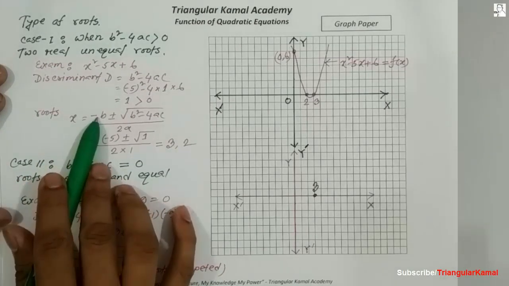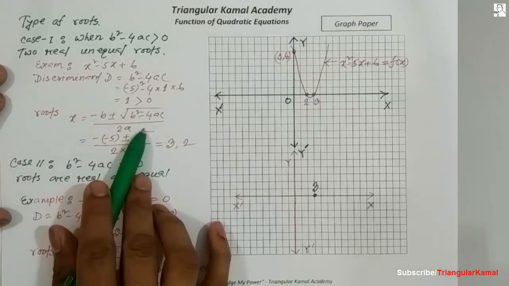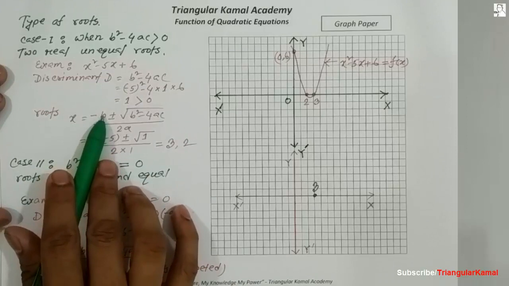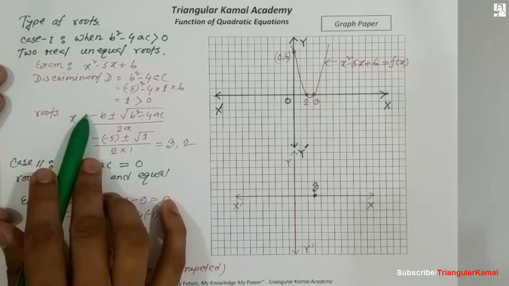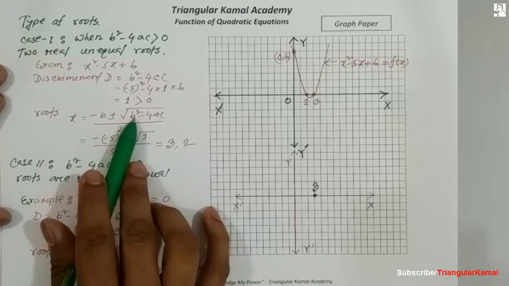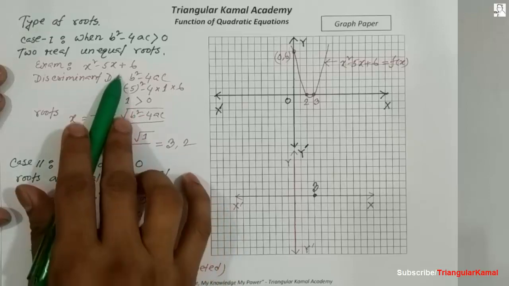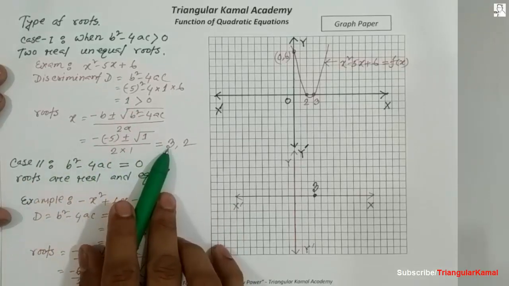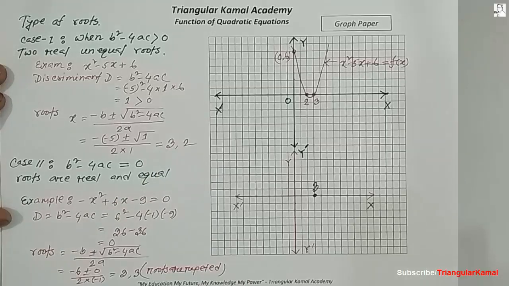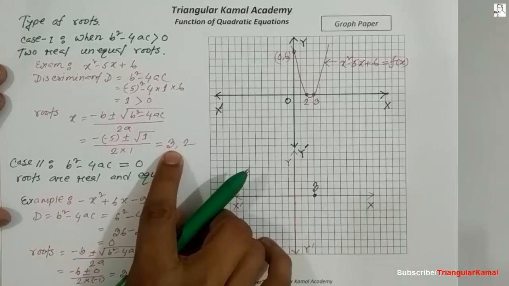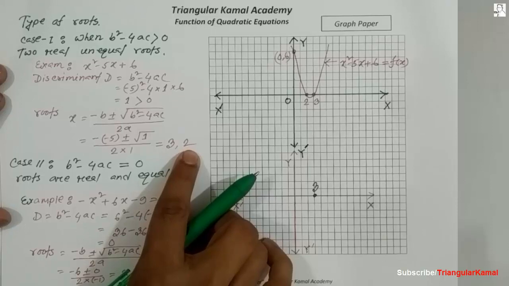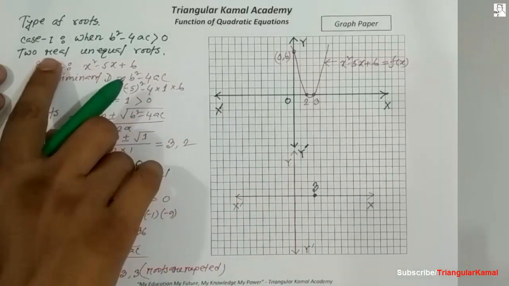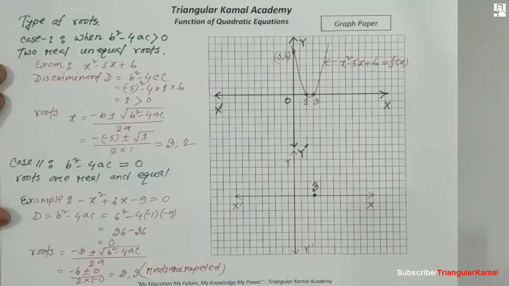The roots are x equals minus b plus minus root over b square minus 4ac divided by twice a. Here b equals minus 5 and minus will remain the same, and b square minus 4ac from the upper side we get 1. Doing the calculation we get two roots. The first one is 3, another one is 2. So we see two roots, the first one is 3, another one is 2. So these two roots are real and unequal.